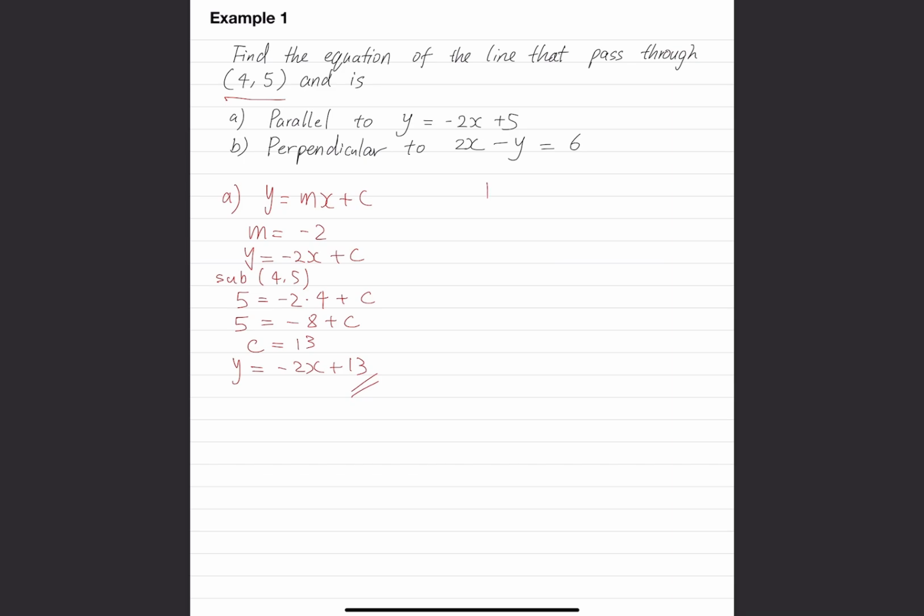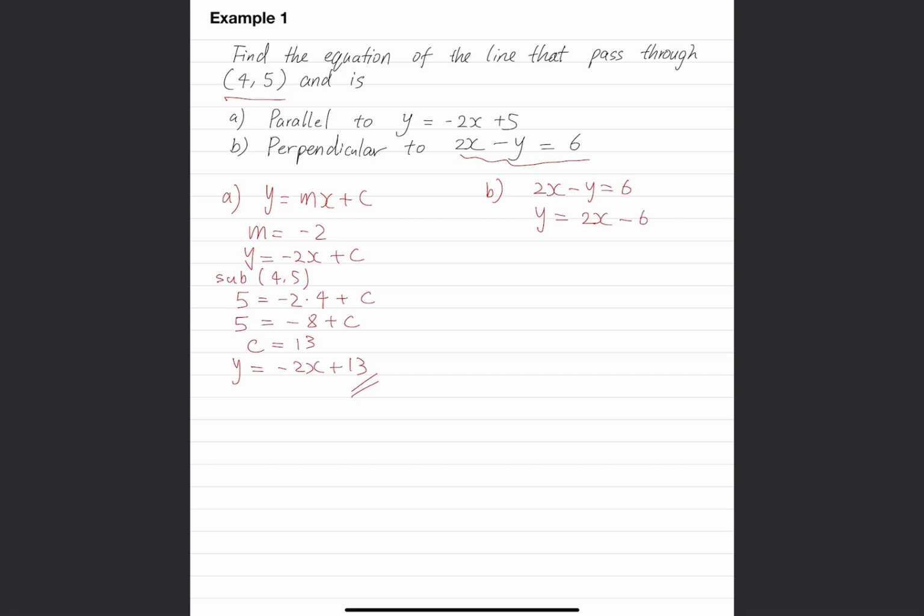Now let's take a look at part B here. Okay, for part B, before we do anything, firstly we have to convert this equation, because it's not in the general form where we can see the gradient and the y-intercept straight away. Fortunately this is easy enough for us to transpose. All we need to do is just move a few terms, moving the y term and also the 6 term here, right? So copy that, and write the equivalent general equation for this one. We got y is equal to 2x minus 6. Yeah, 2x minus 6.